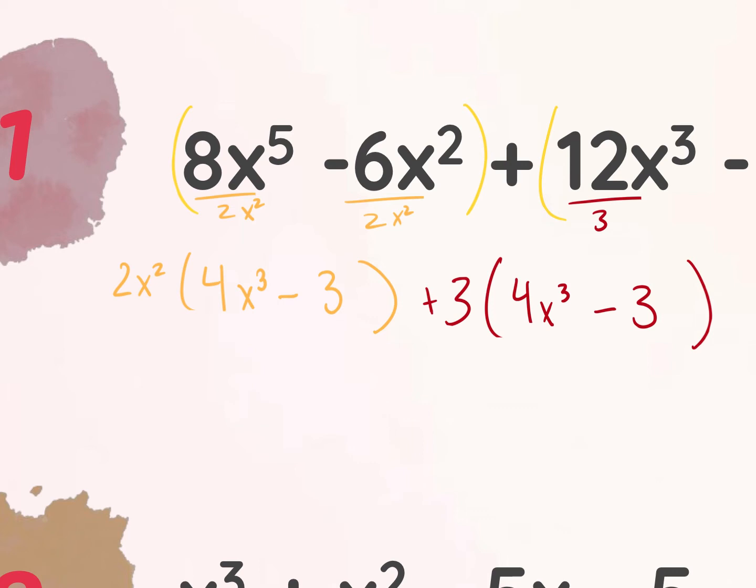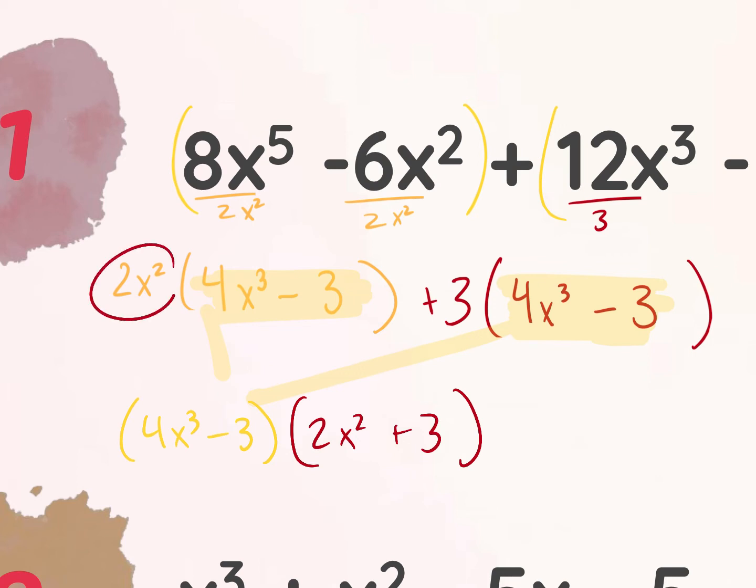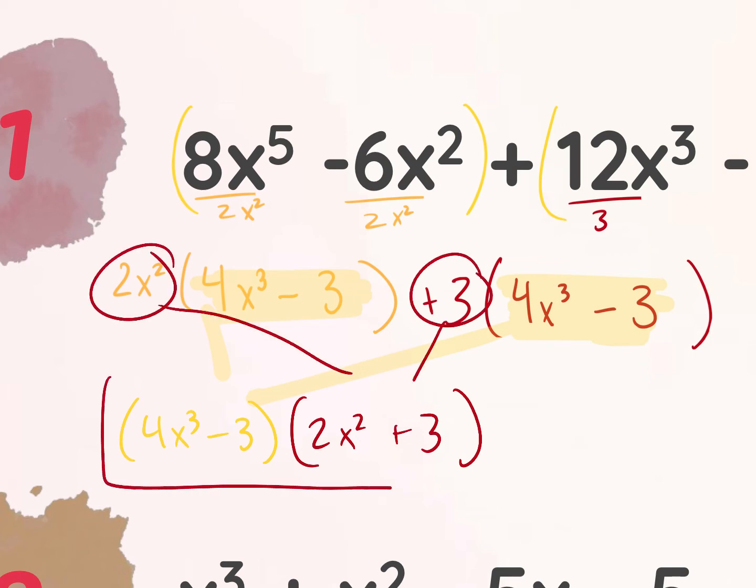So are my parentheses exactly the same? What's inside the parentheses? Yes. You have to have your parentheses be exactly the same when you do this. So those come together and form 1 parentheses here. So this would be 4x cubed minus 3 in our first parentheses. And then what's going to go in the second parentheses? 2x squared plus 3. Awesome. The 2 things on the outside go into your other parentheses. So this would be our answer.